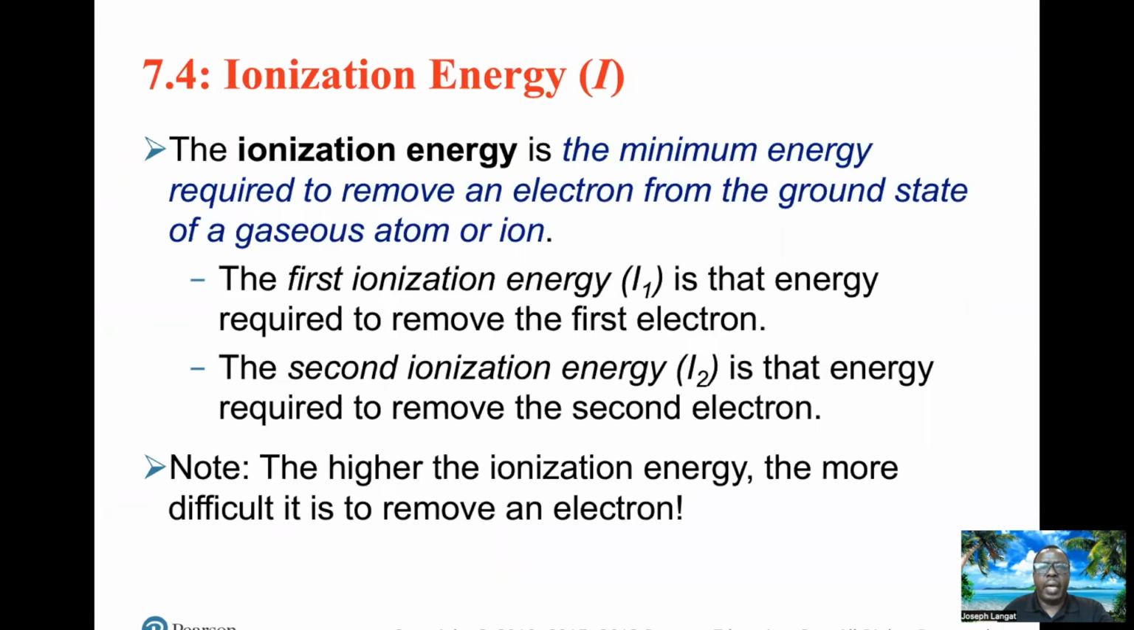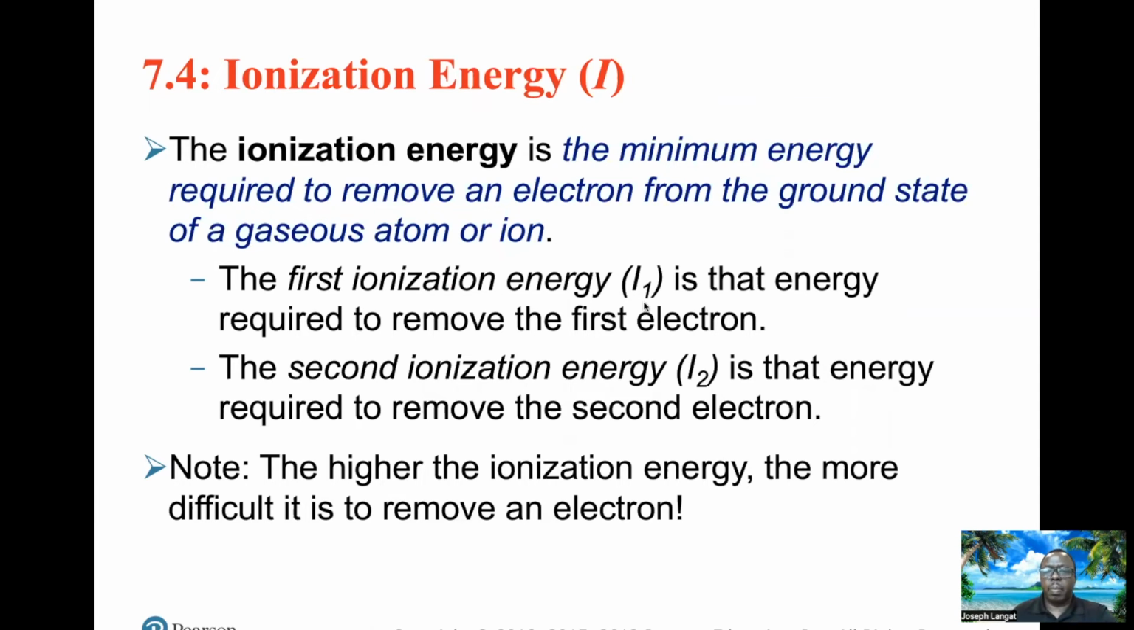We use I, italic I, for ionization energy, and it is the minimum amount of energy required to remove an electron from the ground state of a gaseous atom or ion. The key thing is the ground state of an atom in gaseous state. It cannot be solid, cannot be liquid, but it can be gaseous, and not necessarily a neutral atom. It can be an ion, a cation or an anion.